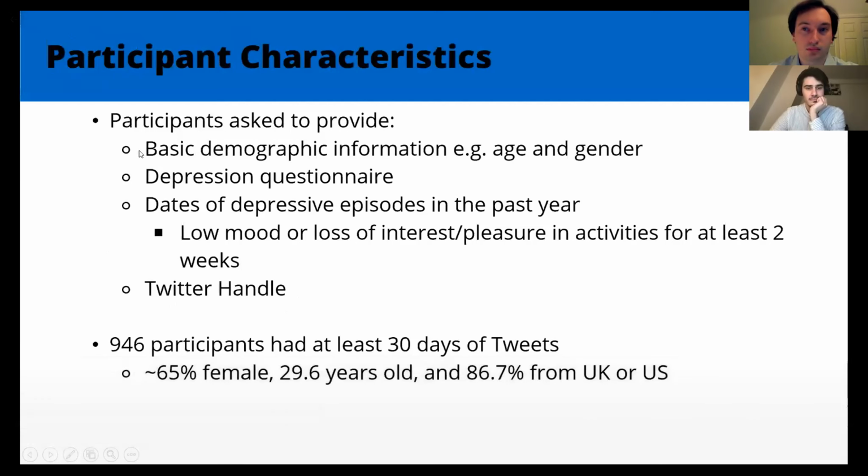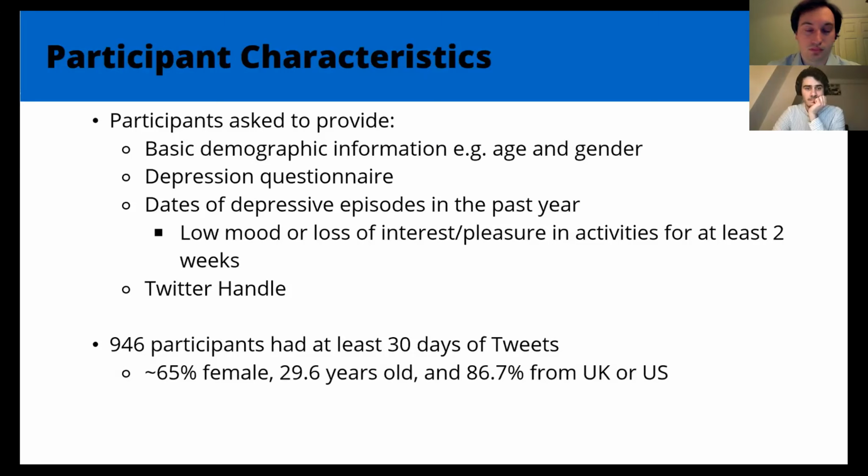Participants were asked to provide some basic demographic information such as age and gender. They completed a depression questionnaire related to current depression severity, as well as provided the dates of any depressive episodes in the past year. A depressive episode was defined as at least a 2-week period of low mood or loss of interest and pleasure in activities. It was chosen to maximize the sensitivity to detect a depressive episode.